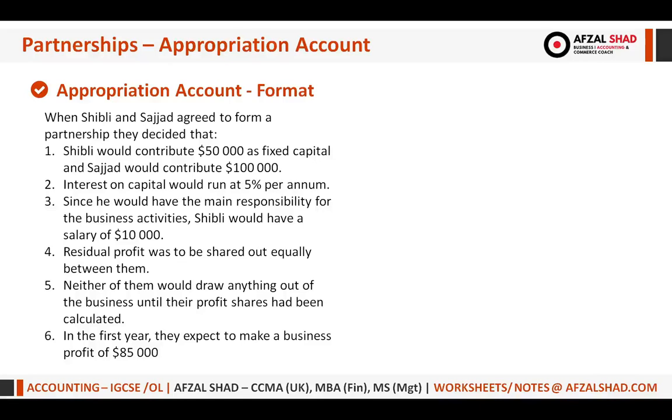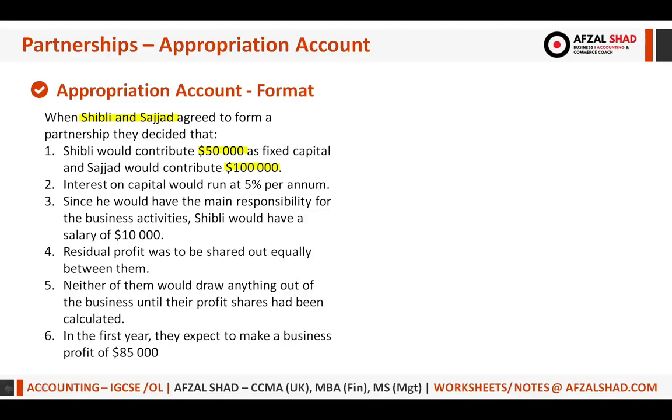Now coming towards the appropriation account, let's have a quick example. There are 2 partners, Mr. Shibli and Mr. Sajjad. When Shibli and Sajjad agreed to form a partnership, they decided a few things. First, Shibli would contribute 50,000 as fixed capital and Sajjad would contribute 100,000. As you know, the capital is dealt with in the statement of financial position. It's not part of the appropriation or income statements.